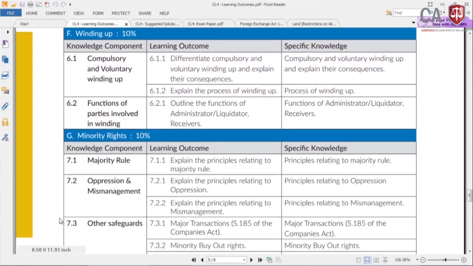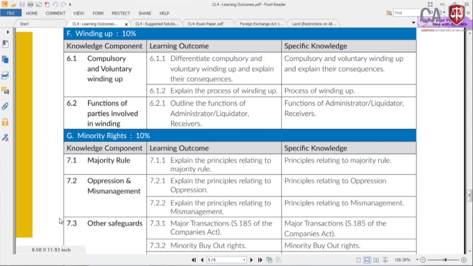Then going to winding up, in that you know the compulsory and voluntary winding up processes and how to differentiate compulsory and voluntary winding up and explain their consequences. Compulsory and voluntary winding up and explain their consequences, you must have specific knowledge.